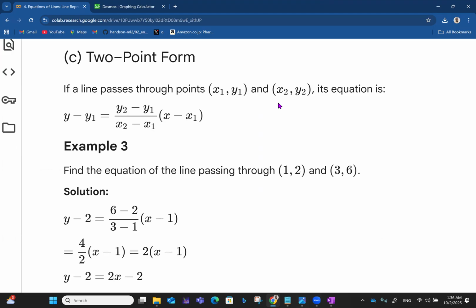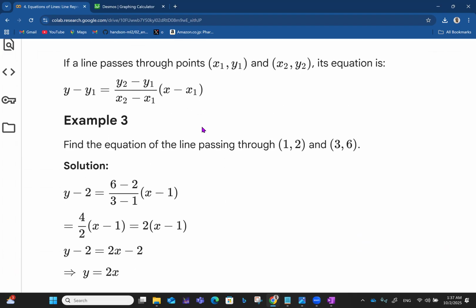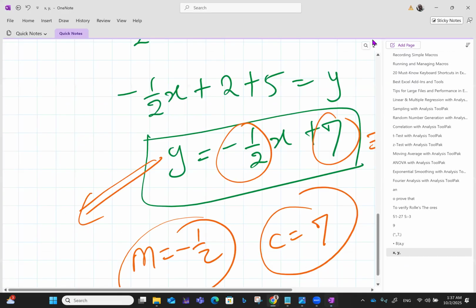So in that case, now you just have y minus y1 equals y2 minus y1 over x2 minus x1 times x minus x1. Okay? Now, why do we have this? So let's solve this problem. Find the equation of the line passing through 1, 2, 3, 6. 1, 2, 3, 6. Okay?